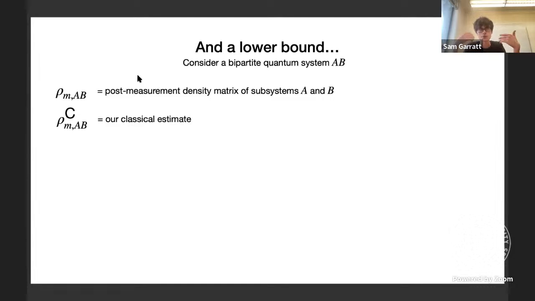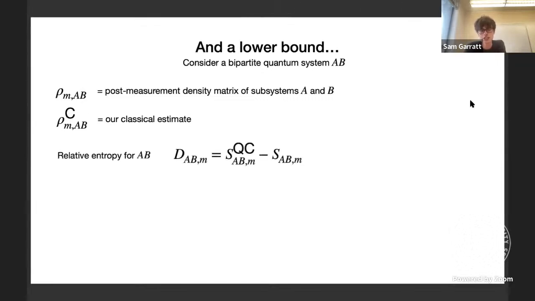Let's fix notation. Let's say our post-measurement state lives in a bipartite system, A and B. Rho M AB is the actual post-measurement density matrix for those regions, and rho C M AB is our classical estimate. The relative entropy, or KL divergence, is defined in this way, and it has this very useful property of monotonicity, which tells you that the relative entropy of AB is always greater than that for A.